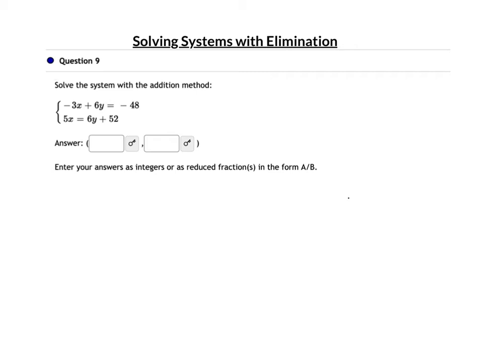This one is written a little differently. Don't pay any attention to the set bracket. That doesn't matter. But they're not in standard form. That's a problem. We need to fix it. The top equation is negative 3x plus 6y equals negative 48. The bottom one is not.